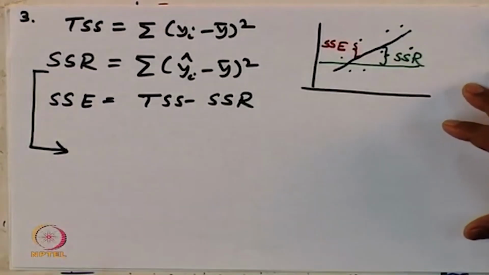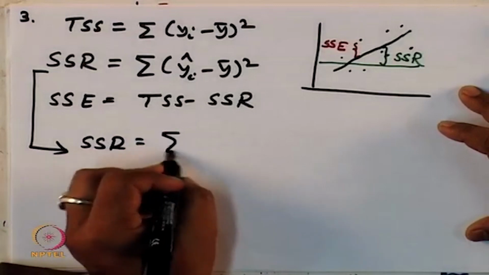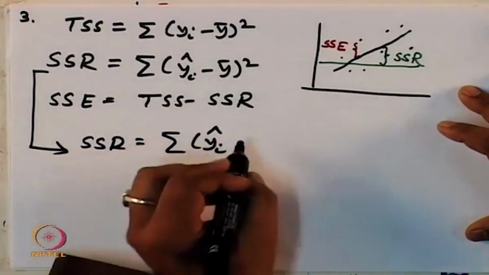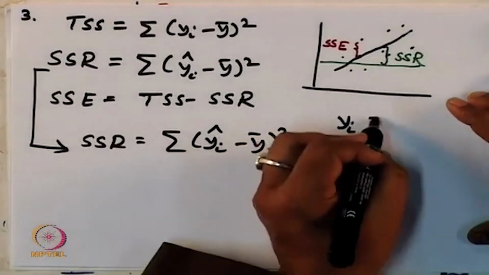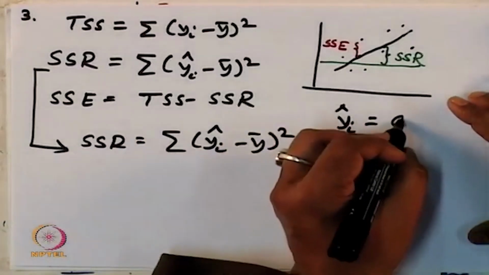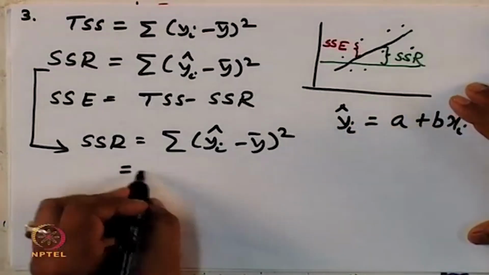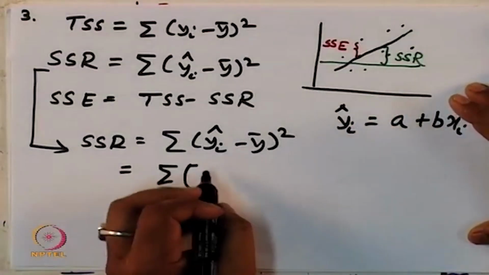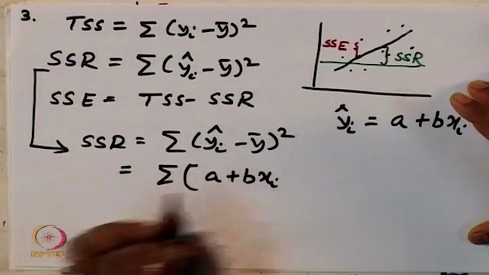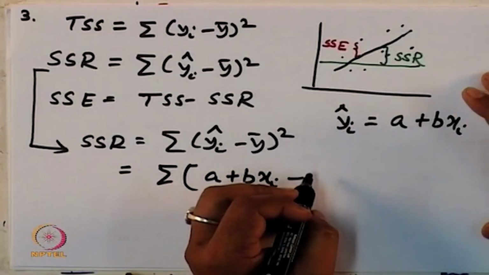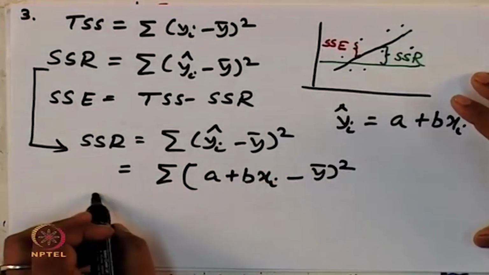Now, if we expand on this SSR expression, SSR is equal to summation of yi hat minus y bar whole square. Now, y hat is given by the expression a plus b of xi. So, if I plug in the values, then what I get is a plus b xi minus y bar, whole square, and y bar.